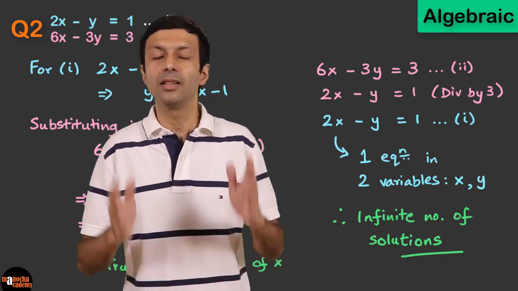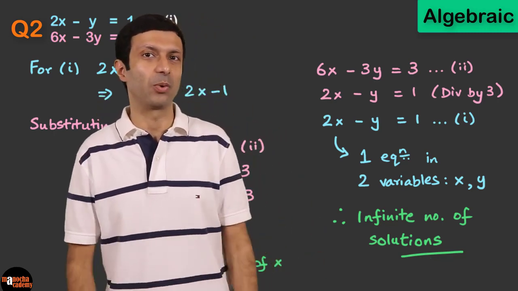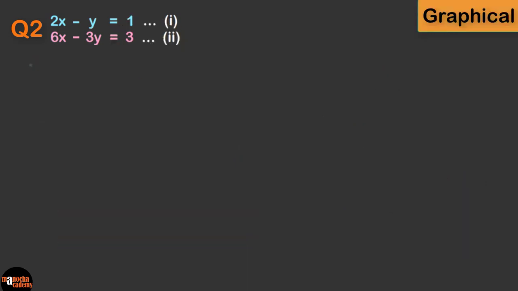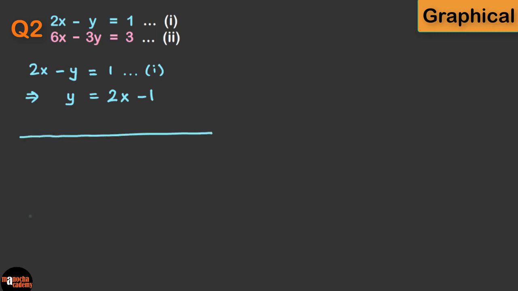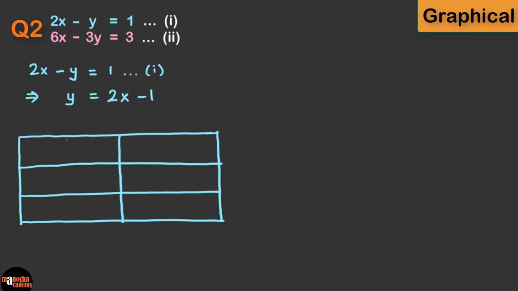Now let's take a look at the graphical approach for this question. Let's start with the first equation, 2x minus y equal to 1. Writing it in the form y equal to 2x minus 1 will make it easy to calculate the values of y for different values of x. Let's draw a table for the 3 points x, y.